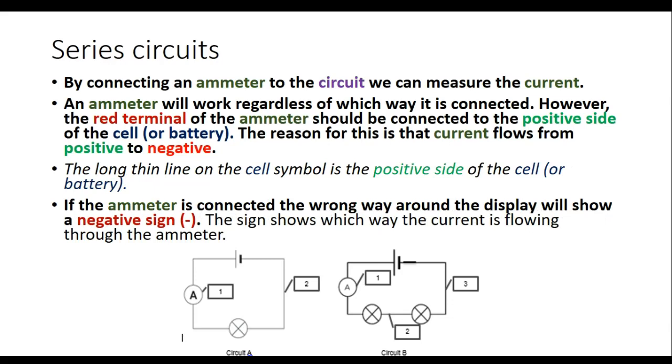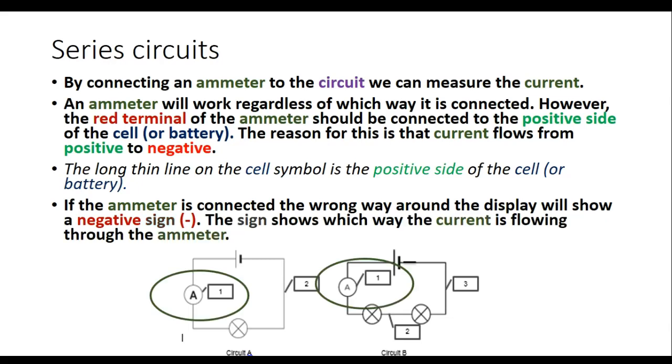If the ammeter is connected the wrong way round, then the number that it shows, the number for the current, will have a negative sign at the start. This sign then shows which way the current is flowing through the ammeter. And I've then circled this on the circuit diagrams below. In these diagrams we've connected an ammeter into the circuit. So remember that the symbol for an ammeter is a circle with an A inside, and it's got to be a capital A.